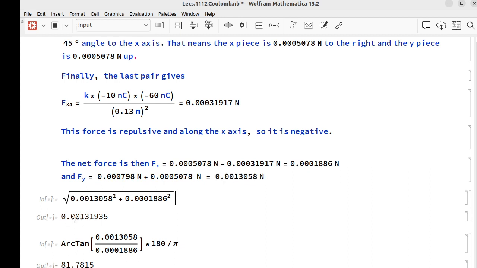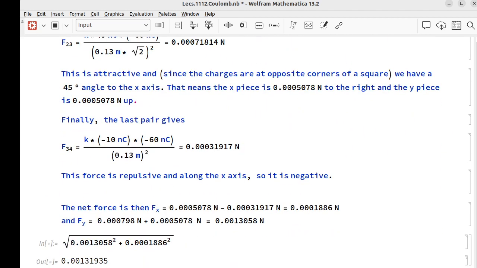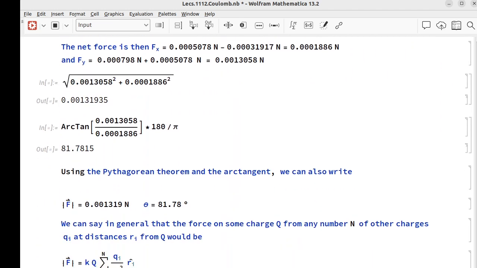And our net force is about 1.32 times 10 to the negative 3 newtons. The direction, 81.8 degrees above the horizontal, so north of east, if you want to think of it that way. We can also write this, instead of in x and y components, we can write it like this, magnitude and direction. And it turns out that it doesn't matter how many of these charges we have.